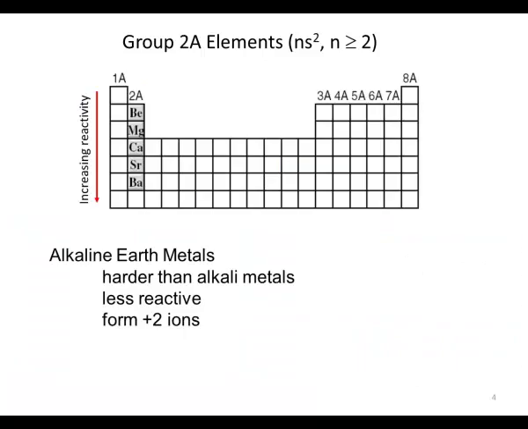The group 2A elements are beryllium, magnesium, calcium, strontium, and barium. They too increase in reactivity as you go down the group. Alkaline earth metals are harder than alkali metals. They're somewhat less reactive, and they form +2 ions.